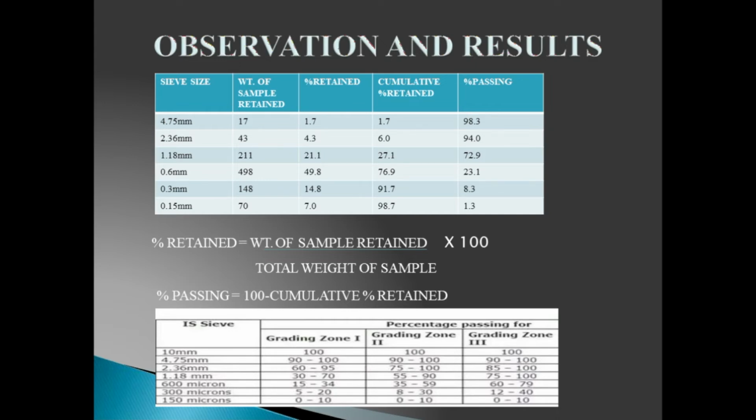Percentage retained can be calculated by weight retained divided by total weight, that is 1000 grams in our case, times 100. Cumulative percentage retained can be calculated by adding the consecutive values of the percentage retained. Percentage passing can be calculated by subtracting the cumulative percentage retained from 100.